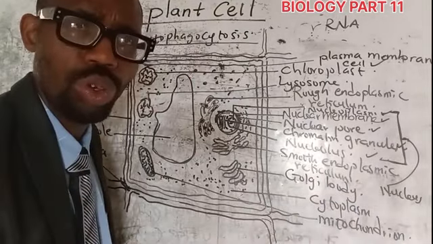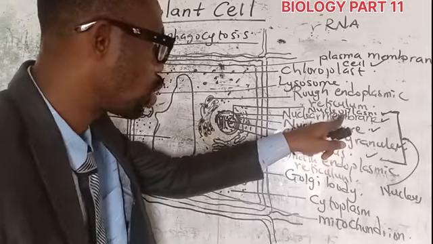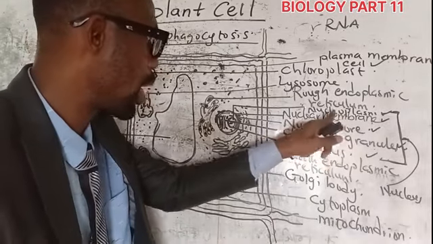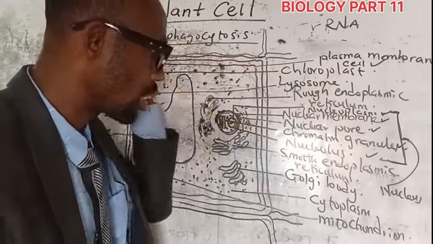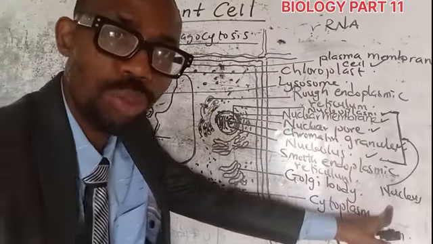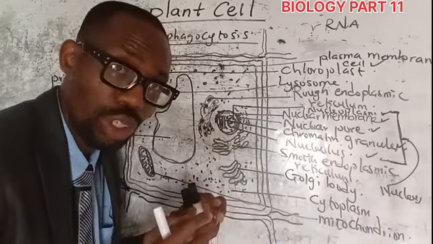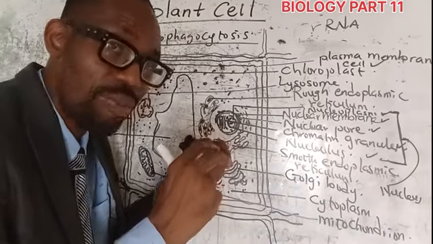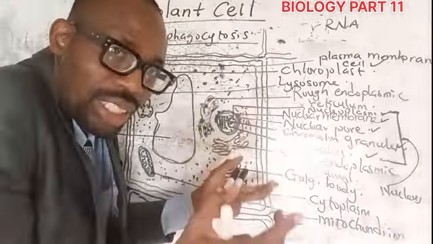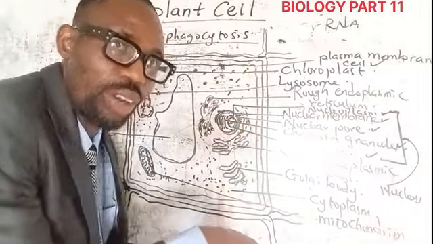But because the board will not cover. So all of them, the nucleoplasm, nuclear membrane, nuclear pore, chromatin granules, and nucleolus, they all make up the nucleus. So when you're talking about the nucleus, the nucleus is a very big name. It encompasses every other component found inside of it.